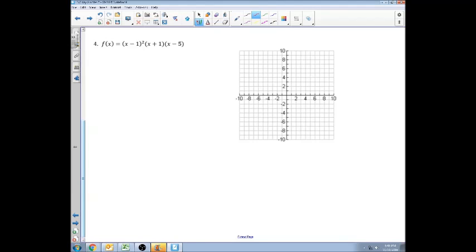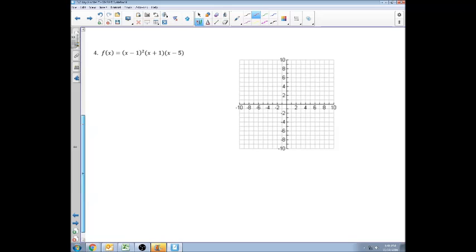Okay? Now, problem 4. There's something different about problem 4. We're not going to get into it just yet. Let's look at our leading coefficient first.